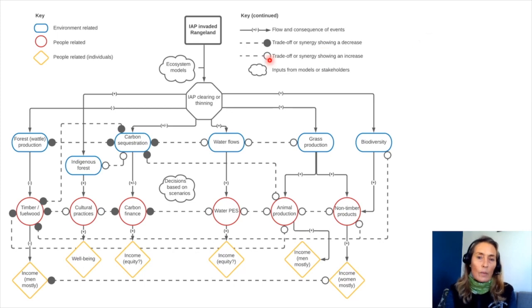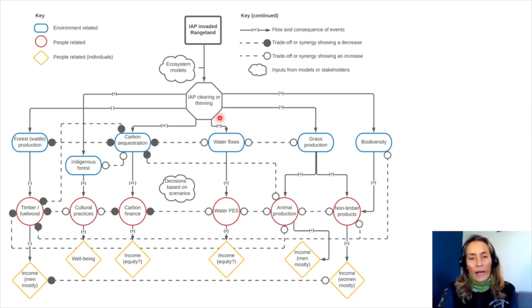An example would be, we would look at a wattle invaded rangeland, have a look at various model scenarios and say, well, if you clear or thin this area, we do expect, of course, to reduce the wattle, and then this will have an impact on the timber and fuel wood availability, and then potentially the income, mostly of men who work with the timber.